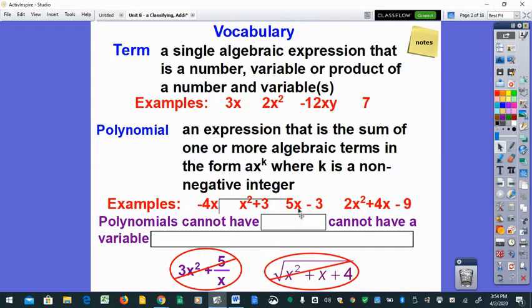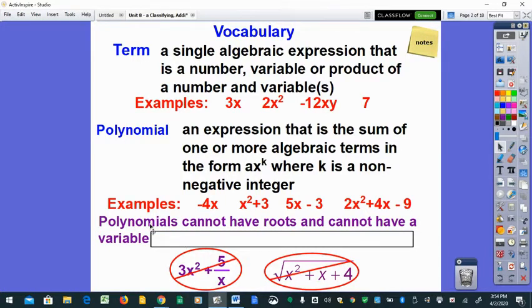So polynomials, by that word non-negative integer, the integer part says there can't be any fractional exponents. So we're not going to have any roots. We're not going to have anything that looks like this guy. That's why he's got a red oval with a line through it. That is not a polynomial.